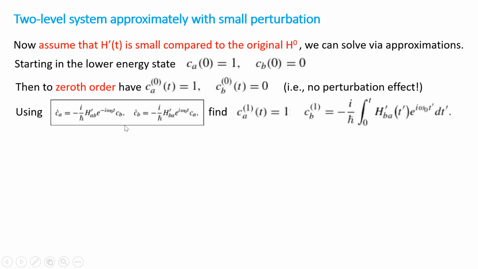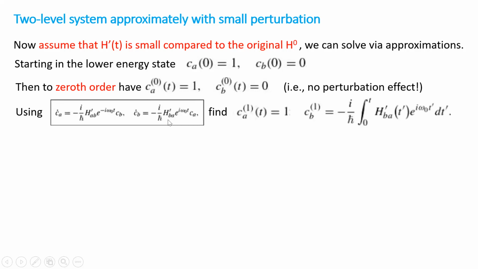Using these two equations here, by plugging in the 0th order into this, if we plug in Cb equals 0 here, we get Ca dot equal to 0. That means Ca doesn't change. So Ca stays equal to 1. It starts at 1, and it stays equal to 1 to first order.